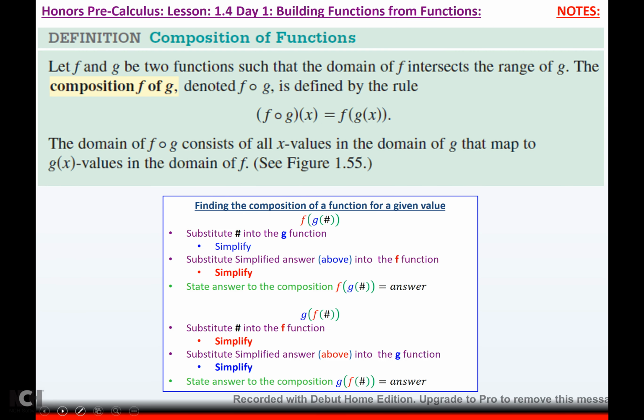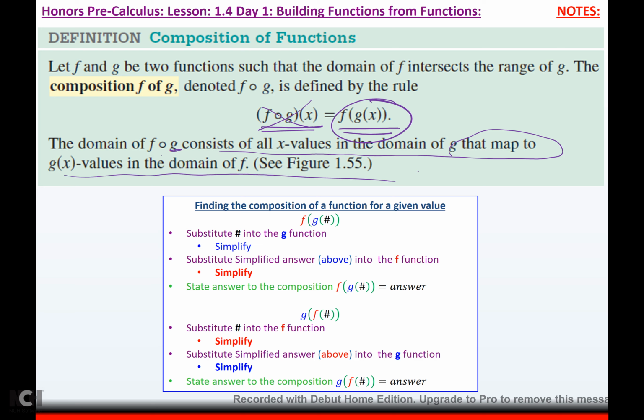Alright, next we're going to talk about composition of functions. It says, let f and g be two functions such that the domain of f intersects the range of g. The composition f of g, denoted f little circle g, sometimes we call it f o g, but it's called f of g, is defined by the following rule. (f o g)(x) is f of g of x. You read these the exact same way. I don't like this notation, I prefer this notation. Okay? The domain of f of g consists of all x values in the domain of g, so whichever one is second, that map to g of x values in the domain of f.